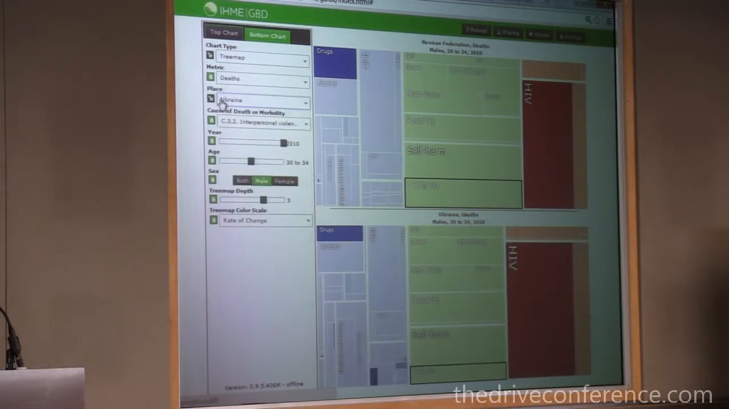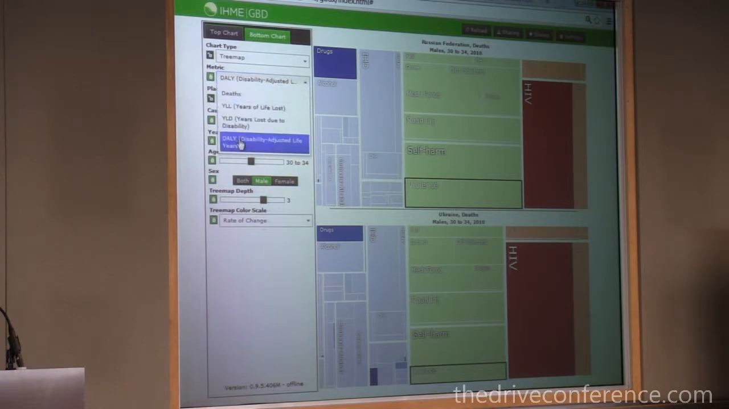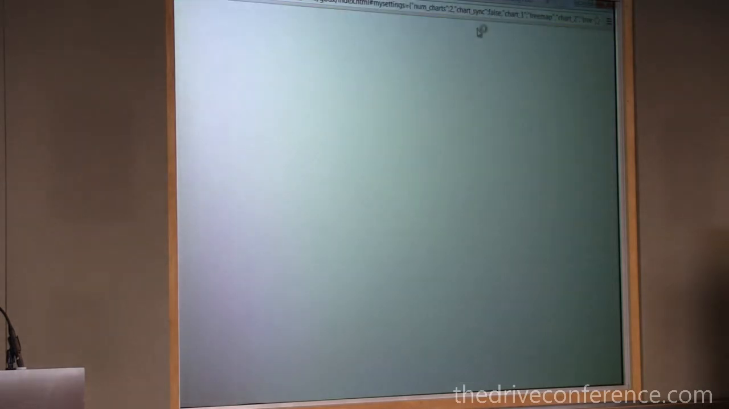So there you go. You have Ukraine at the bottom and the Russian Federation at the top, and that's for deaths. If you want to look at DALYs, it doesn't want to show us DALYs. But yeah, there are different numbers. As I said, it's a prototype. Okay, let it reload really quick.